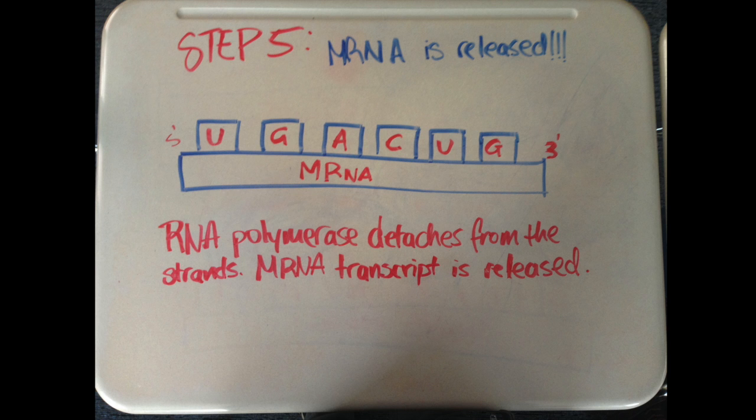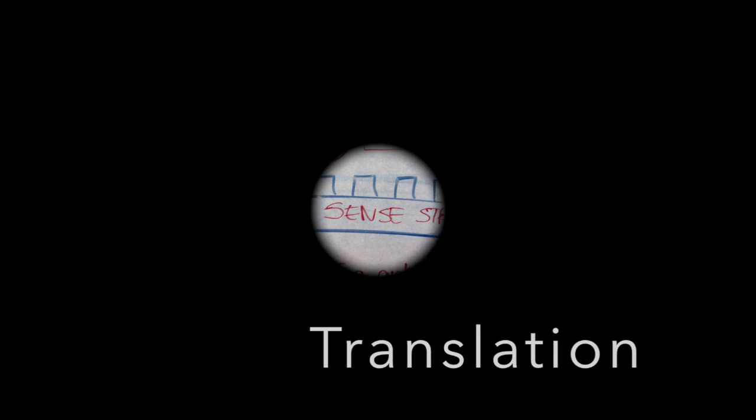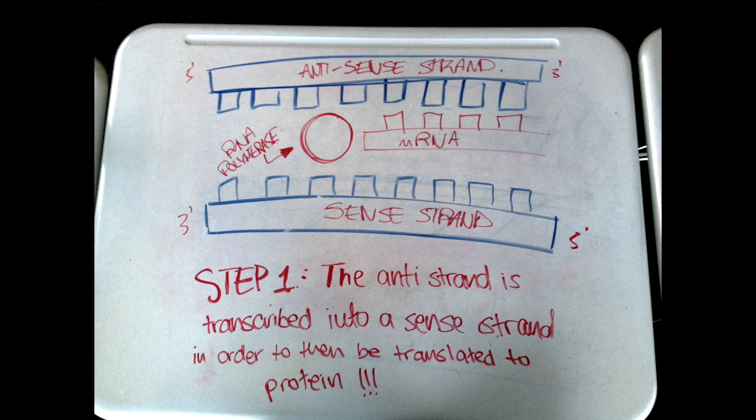Now, we're going to be discussing the process of translation. In step 1 of translation, the antistrand is transcribed in the sense strand in order to then be translated into protein.